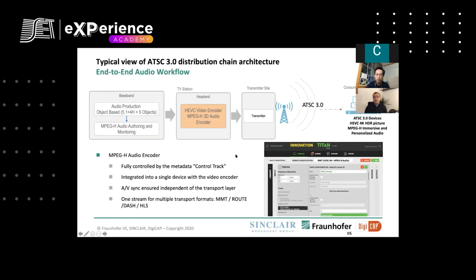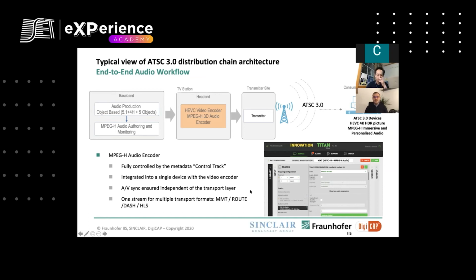Of course, you don't want to run multiple encodings for all delivery formats and transport layers. The key feature of the MPEG-H 3D audio system is that you can encode once, and then you can deliver the same stream over MMT, over ROUTE, over DASH, and HLS streaming, basically on all possible transport layers.